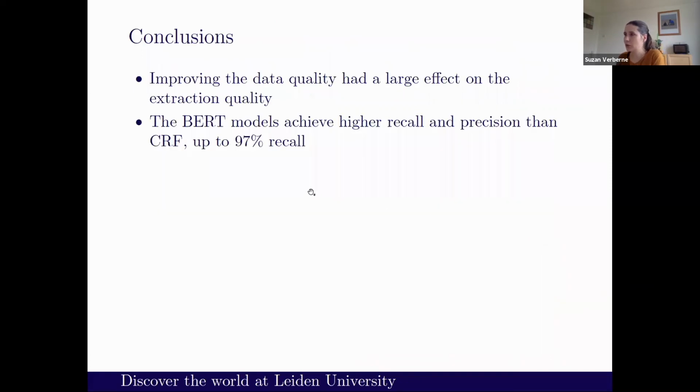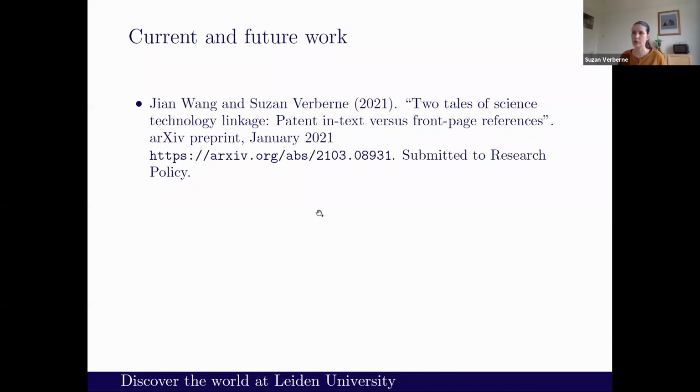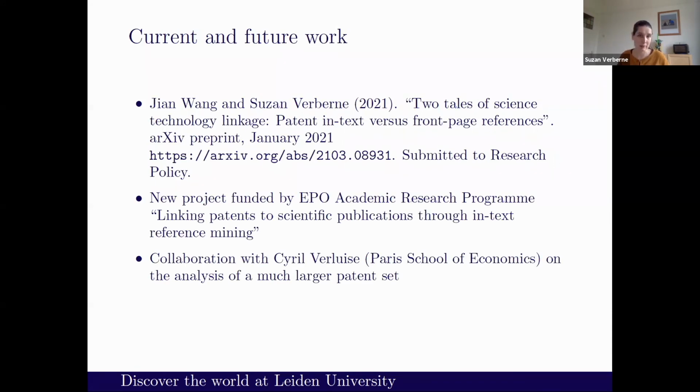So in conclusion, we found, first of all, that improving the data quality had a large effect on the extraction quality. And second, we get a really good result from the BERT models, with up to 97% recall for the B and I labels. And in total, in our collection of 33,000 patents, we find 736,000 citations that are not listed on the front page. So we get a substantial amount of additional links.